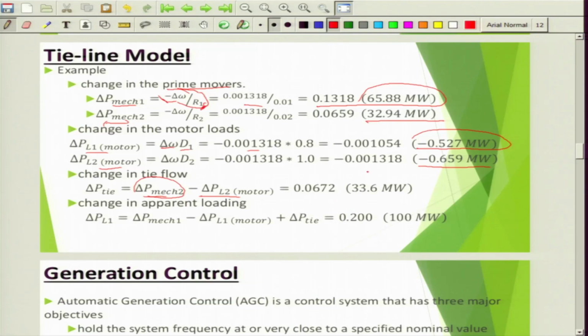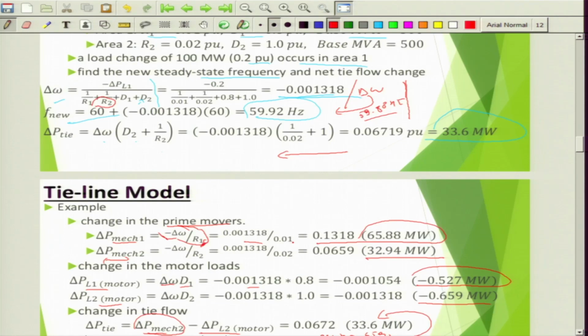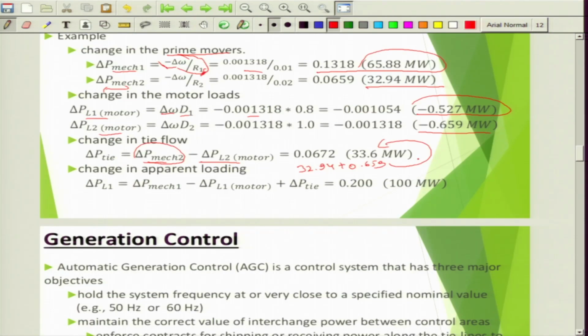So there will be a net increase in power output. That is 32.94 minus of minus, which is plus 0.659, coming out to be 33.6 megawatt. This is the exact power which is flowing into network 1, 33.6 megawatt. So if 33.6 is being catered by the second network and the remaining is being managed by network 1, the total power will be 100 megawatt. That is the change in load.